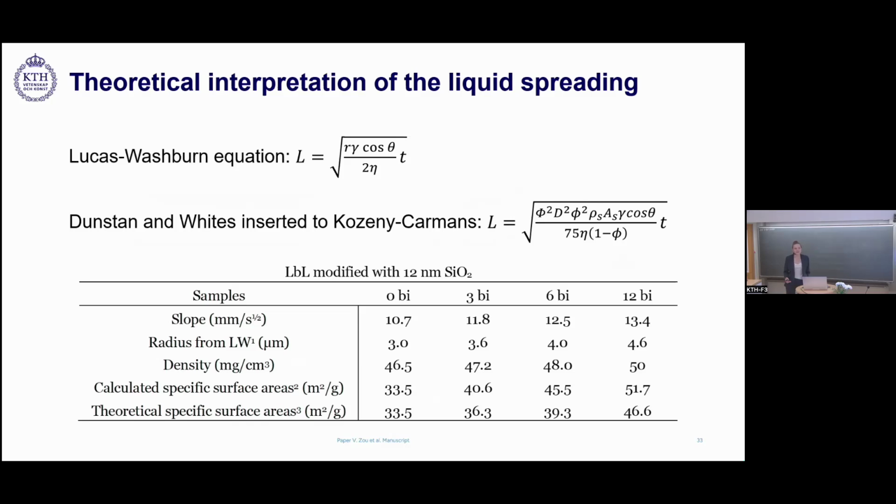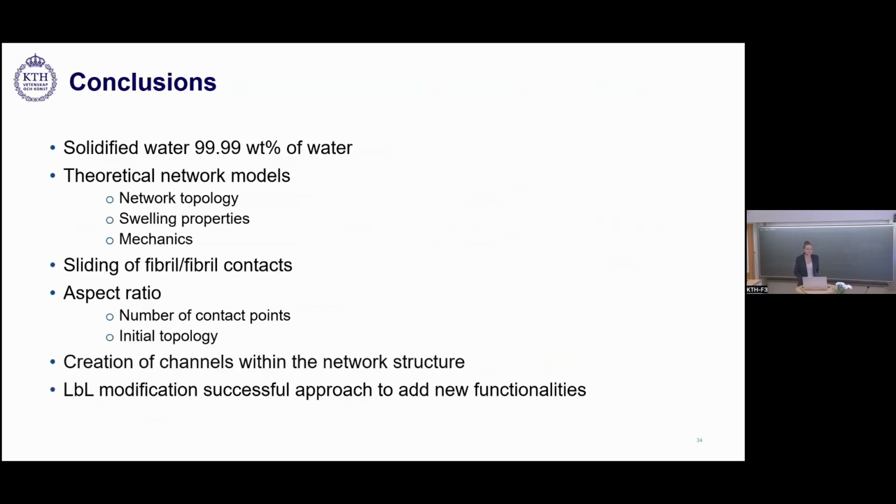In order to do that, we combined Dunstan and White's equation together with the Kozeny-Carman equation to get an expression that describes the liquid spreading as a function of time, but also considers the specific surface area. And if we compare our results by adapting our data to this expression with the theoretical surface area, we see that we have quite good agreement for the results, which is an indication that this is a good way of determining the surface area of our porous structures. So this leads us to the conclusions of this work.